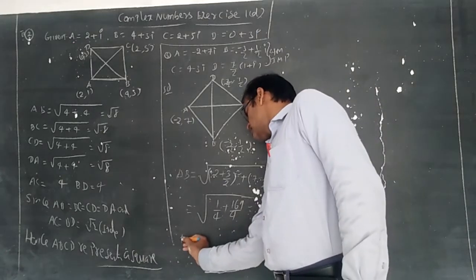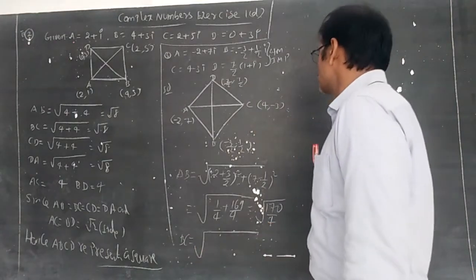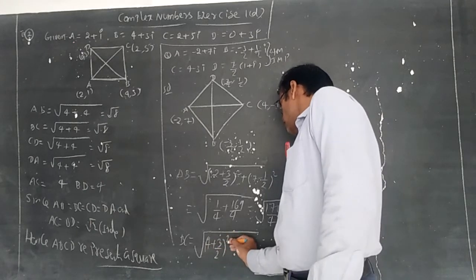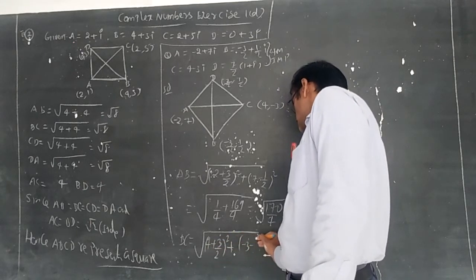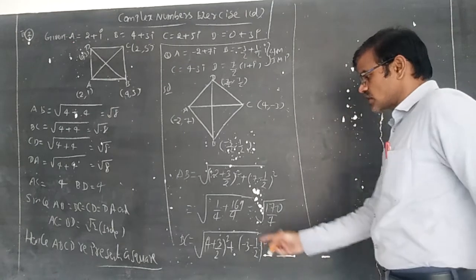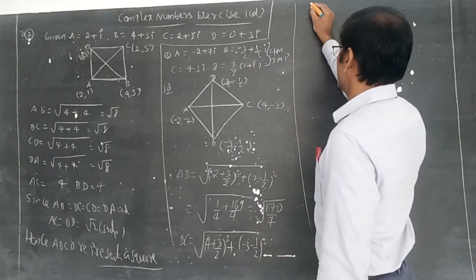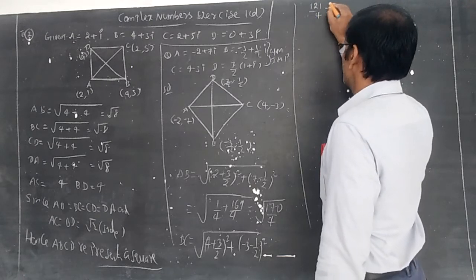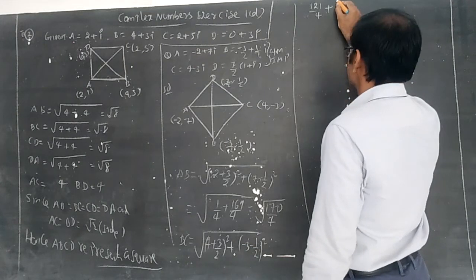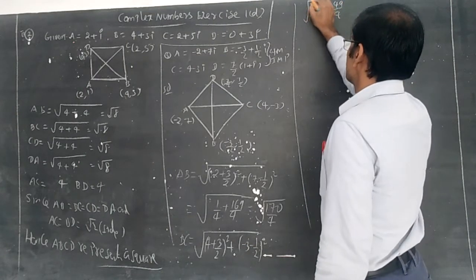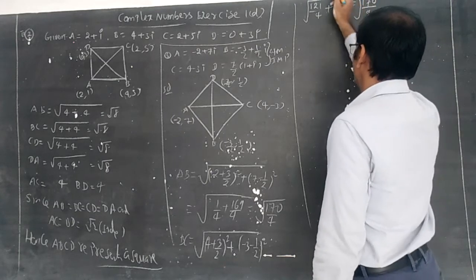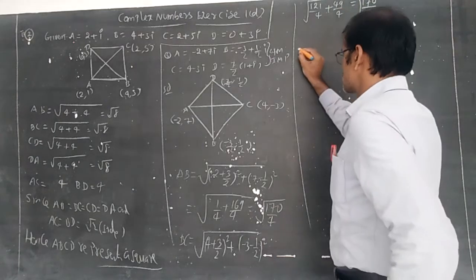This is AB. Now BC is equal to root of (4 plus 3 by 2) whole square plus (minus 3 minus 1 by 2) whole square. So 4 plus 3 by 2, we are taking LCM: 2 4's are 8 plus 3 is 11. 11 by 2 whole square is 121 by 4, plus minus 3 into 2 is minus 6, minus 1 is minus 7, minus 7 by 2 whole square is 49 by 4. So root of 121 plus 49 becomes 170 by 4.